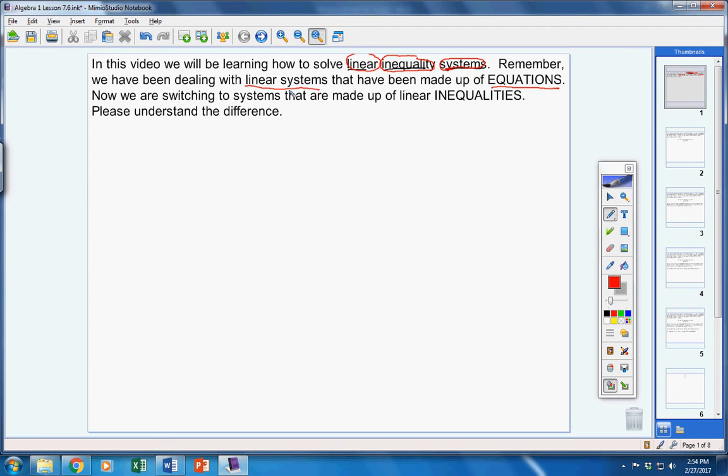So far, all of the systems that we have studied have been linear, but they've been equations. Now we are switching to systems that are made up of linear inequalities, not equations. Please understand the difference. For example, in the past, you were solving stuff like this. Now we're going to have inequality symbols instead of equal signs. So that's the difference.